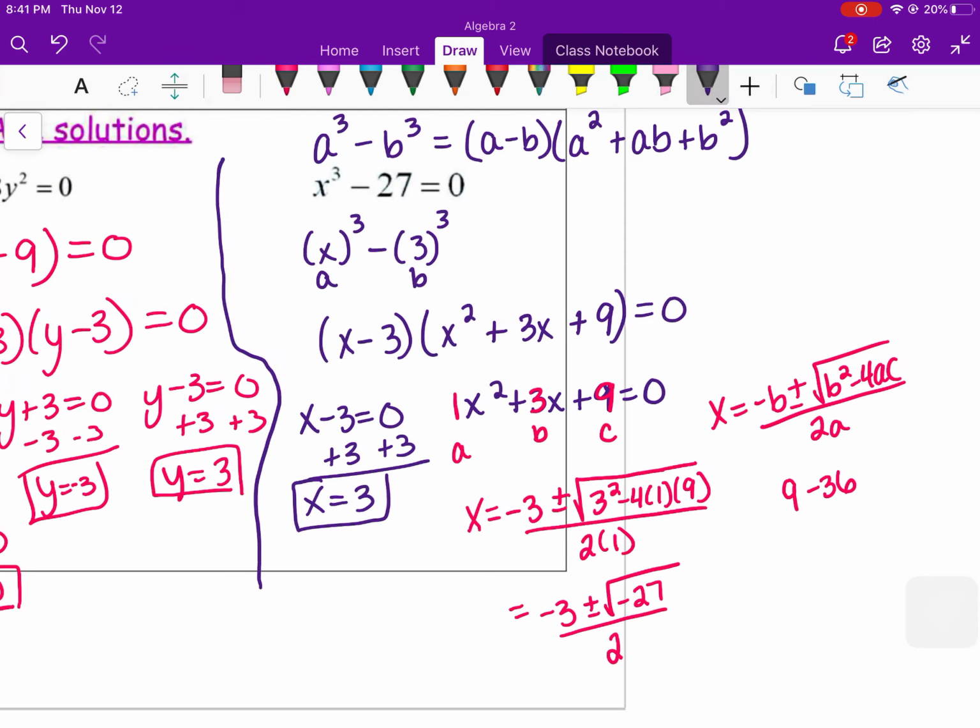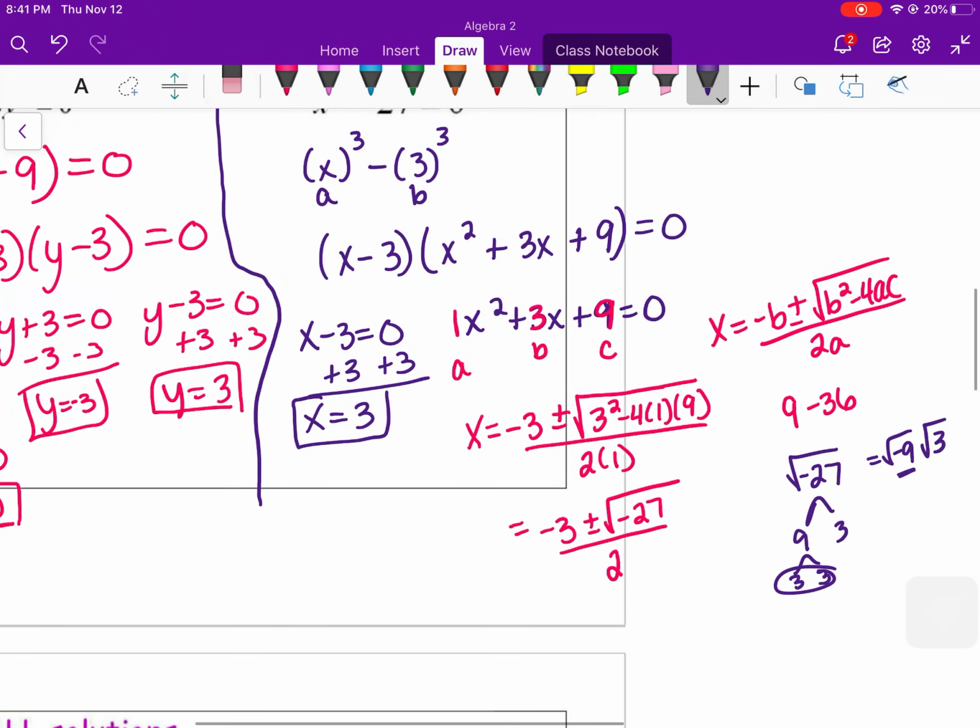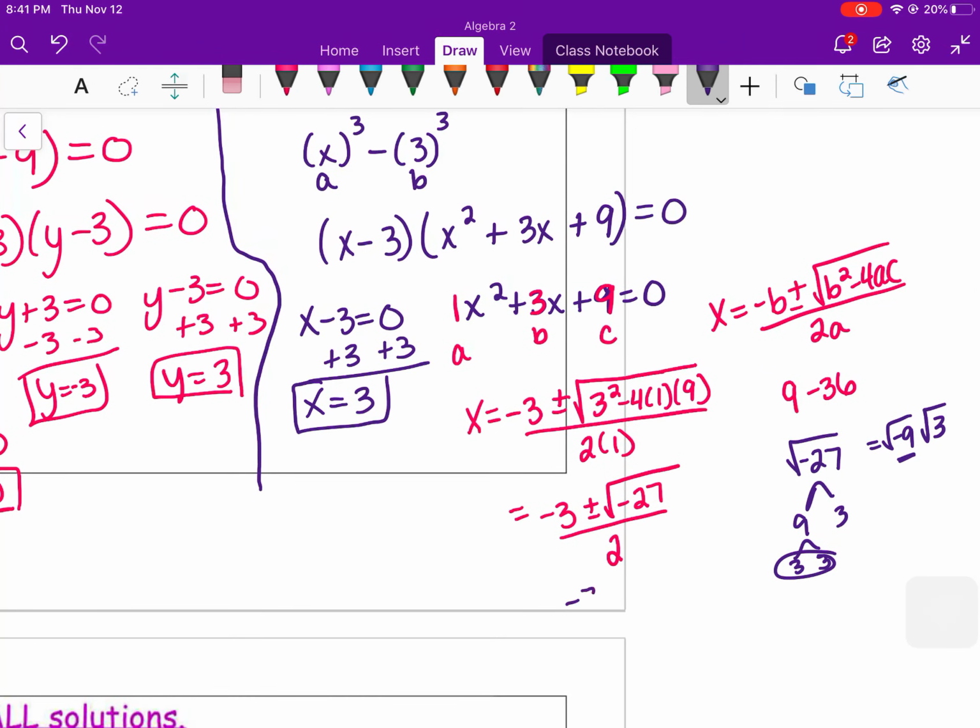And then I can reduce this. The square root of negative 27 is the square root of negative 9 times the square root of 3. So you can take out the 3. The square root of negative 9 is 3i. So negative 3 plus or minus 3i square roots of 3, all over 2. So that is our other two answers.